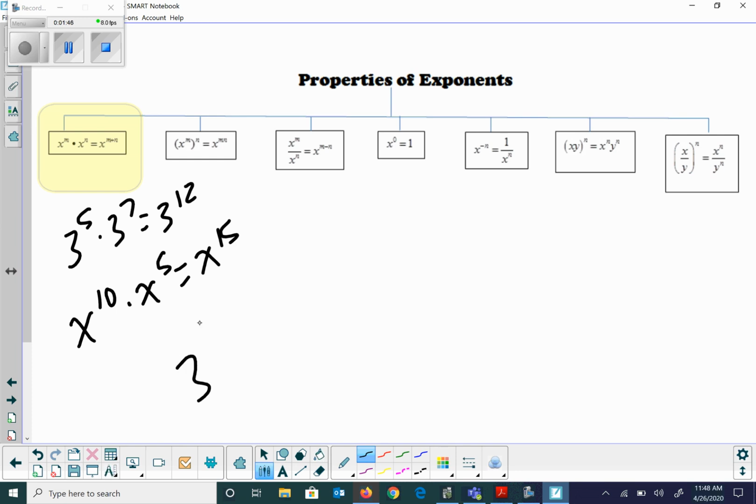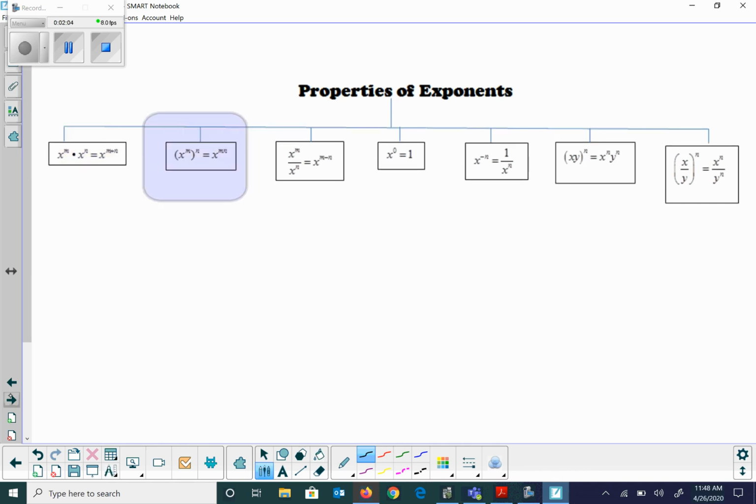But if we had something like, say, 3 to the 5th times 7 to the 2nd, we can't, because these don't match. Because they don't match, you can't add the exponents together. They have to be the same type of bases, whether it's a letter or a number. Next one is the power to power.